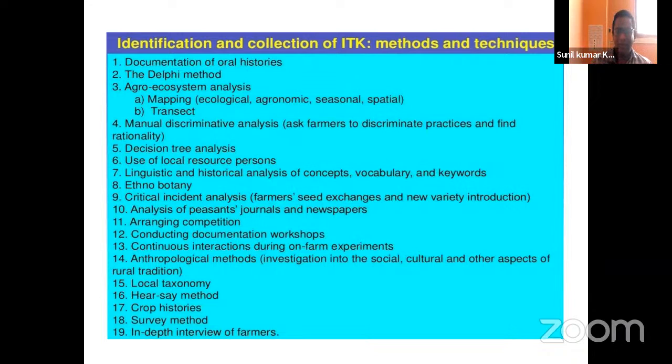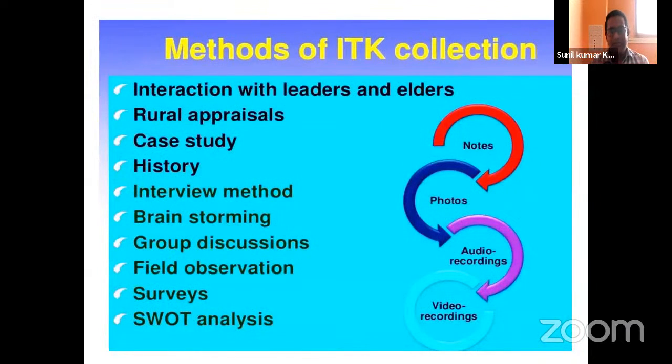Like there is local taxonomy and some methods, crop histories, several methods are there. In-depth interview of particular farmers can be done for the documentation of ITKs. ITK collection can be done through interaction with the leaders, rural appraisals like PRA and RRA, case studies, and histories can be recorded. Interview methods, brainstorming, group discussion, field surveys and other extension methods can be used for collecting information on ITK.